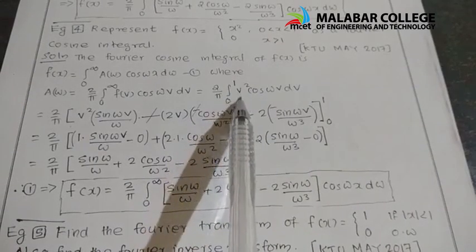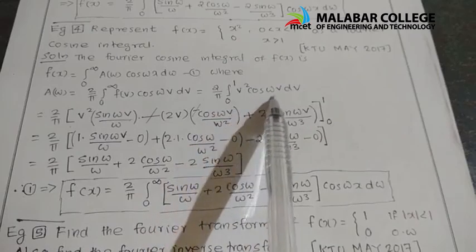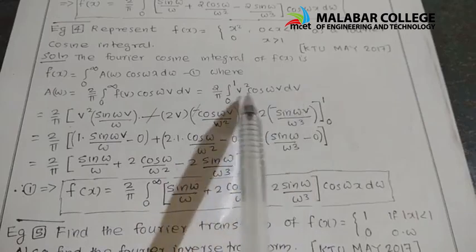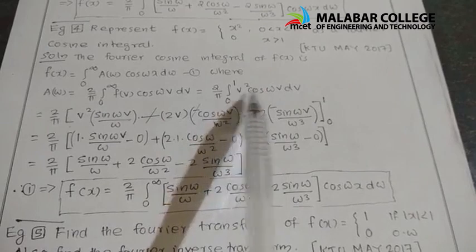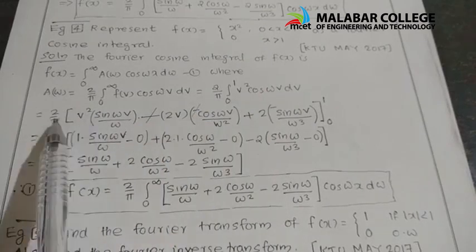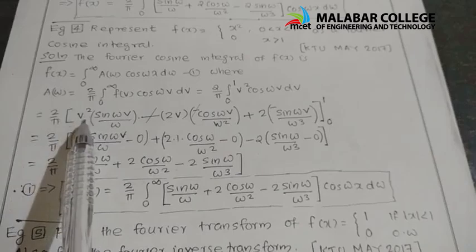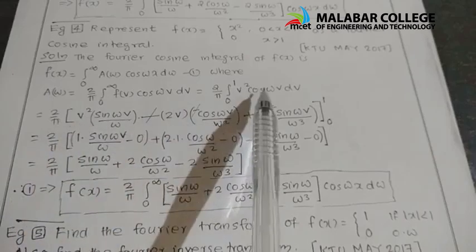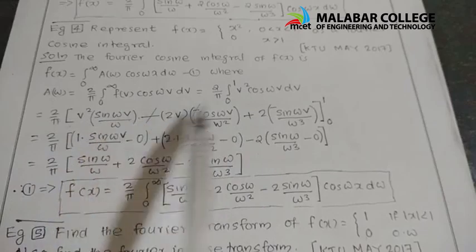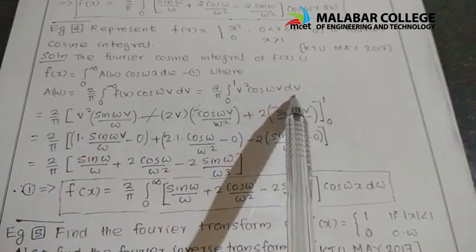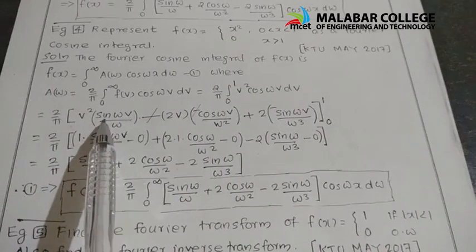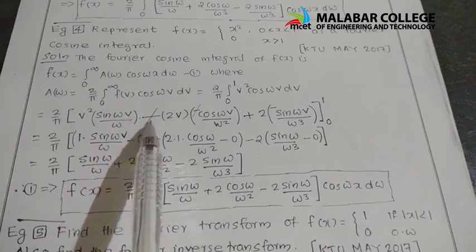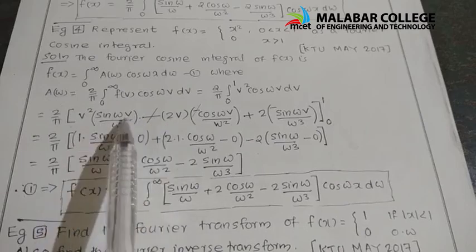Then I have to integrate these two functions. The first function is v square, the second is cos omega v. We have to integrate with respect to v. So there are two functions, v square and cos omega v. I am taking this one as the first function, this one as the second function. So 2 by pi into first function, which means v square, into integral of cos, which is sine omega v. We are integrating with respect to v, and together with v there is omega, so we have to divide by omega. So sine omega v divided by omega, minus first function into integral of second, minus.